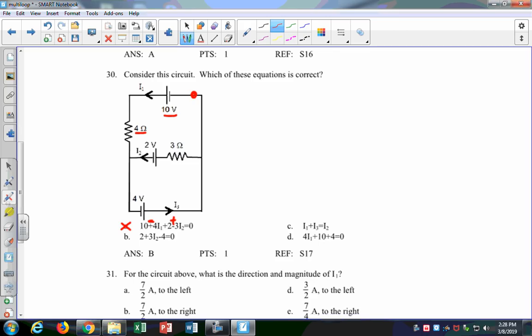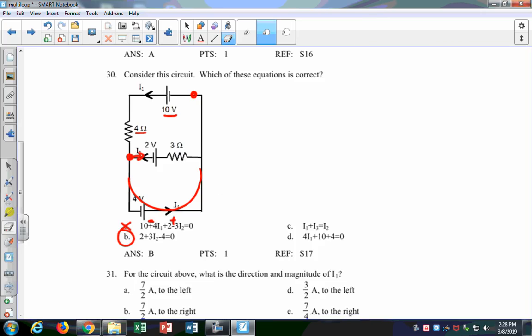B, 2 plus 3I2. That's starting here and going in this direction. 2, 3I2. That's good so far. And then coming around, minus 4. That one is correct. B is the right answer.